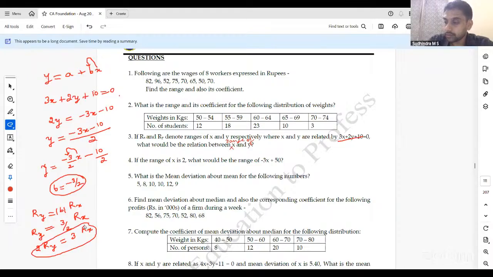Sir, can we take 2 is to 3 or 1 is to 1.5? Preferably 2 is to 3, always, because ratios will always be in whole numbers. Completed? That's the answer for question number 3. Those who are done with this, can we solve question number 4?